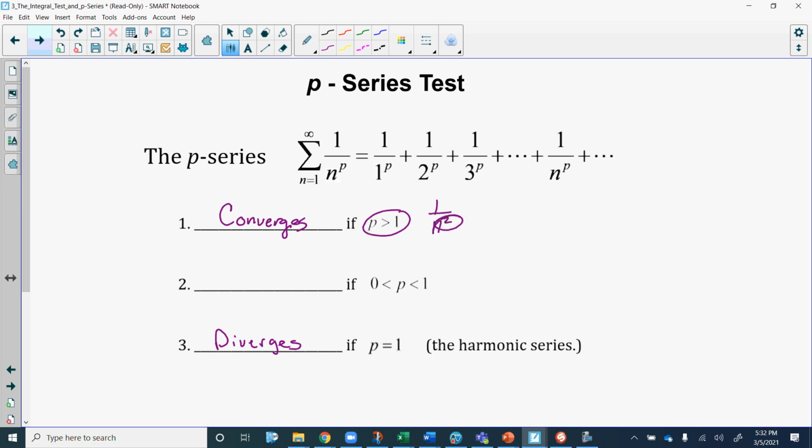So what about between 0 and 1? Like something to the 1/2 power. Well, those are also going to diverge. And this is what we can look at as another method to justify whether a series is going to converge or diverge. If it's a p-series expression that we have, we can look at the value of p and use it to justify whether the series will converge or diverge.